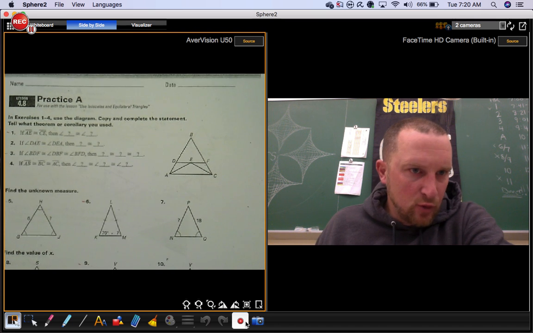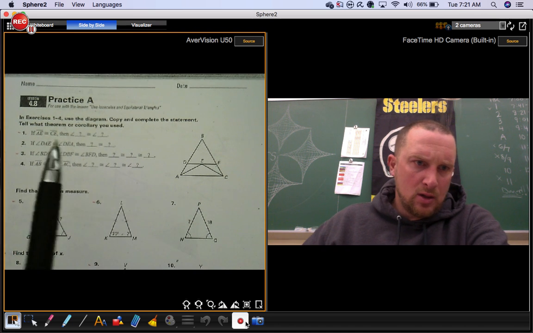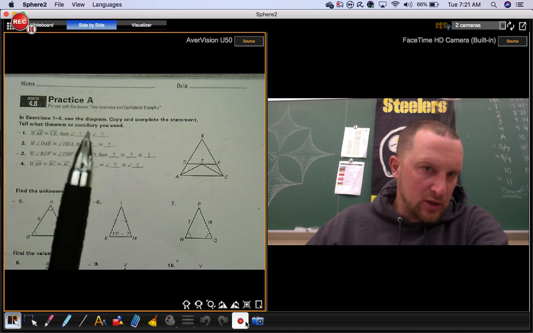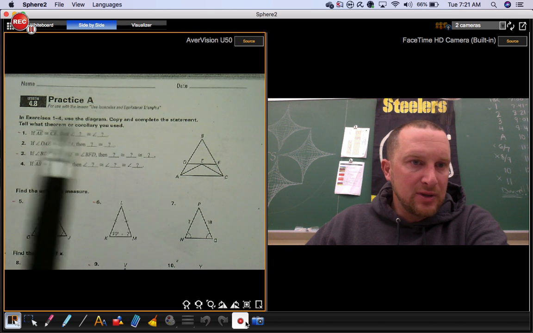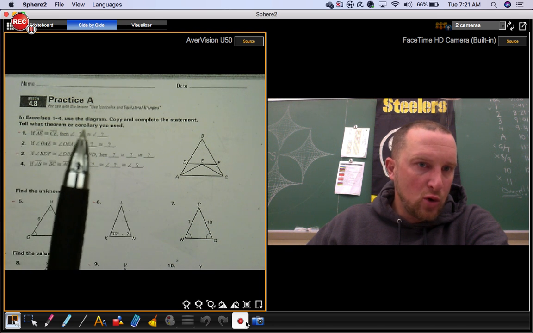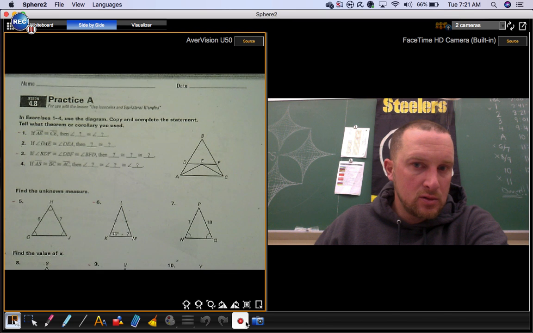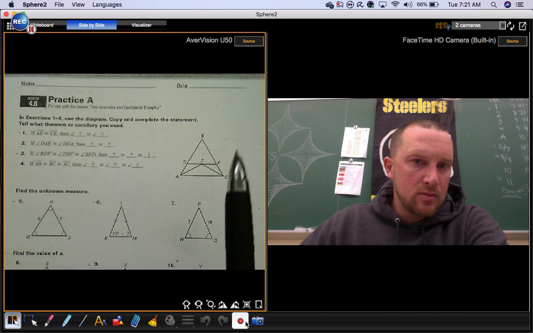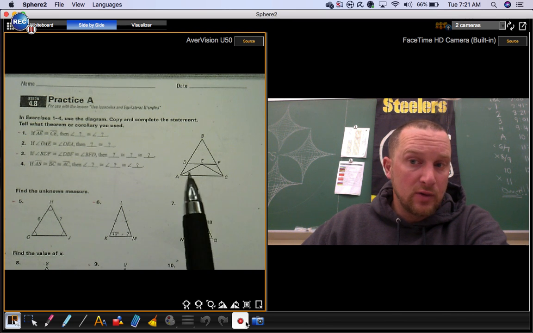Practice 8 for section 4.8. In exercises 1 through 4, we're going to use the diagram. Copy and complete this statement. Tell what theorem or corollary you used. So here's a diagram, and there's a lot of triangles in here if you don't realize it.